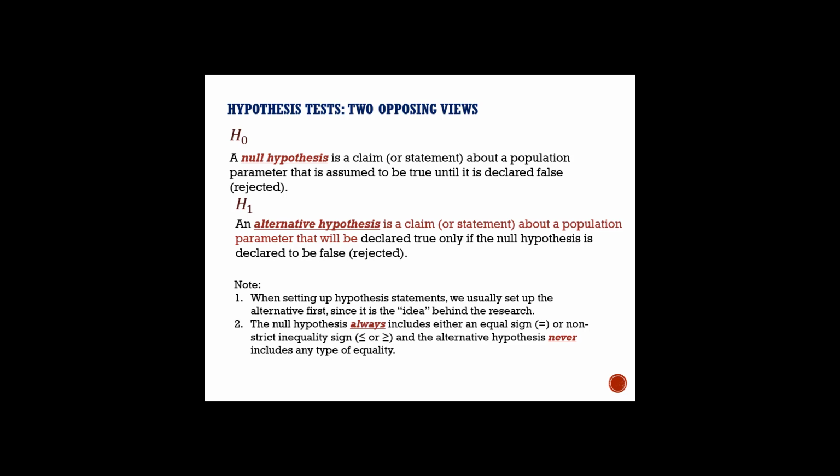The null hypothesis will then be set up. It will be the opposite of the alternative hypothesis. So we have the two opposing views. Now, the null hypothesis will always include an equal sign of some kind. It may be an inequality, less than or equal, greater than or equal, but it will always have equal in some form or fashion in the null hypothesis. The alternative hypothesis, however, never includes any type of equality. It will always be some inequality sign, less than, greater than, or it might be a not equal to sign.